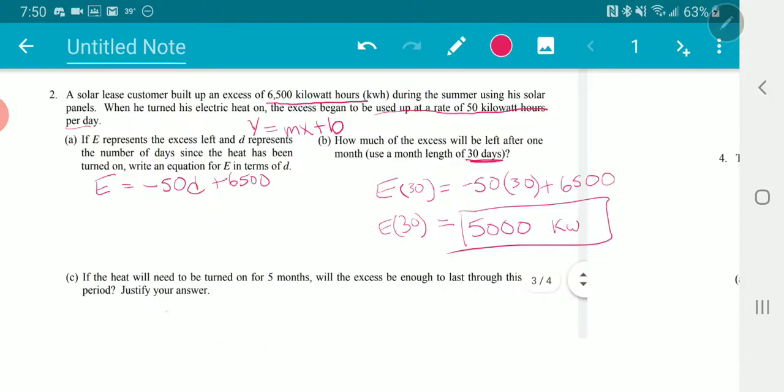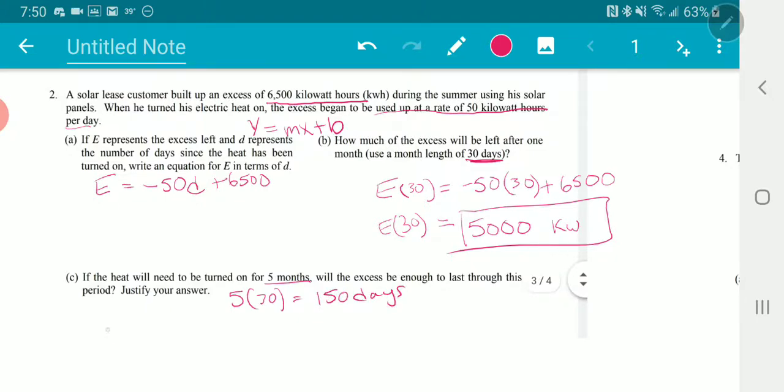And last but not least, if the heat will need to be turned on for 5 months, will the excess be enough to last through this time period? Justify your answer. So in this case, they're giving you 5 months. Okay, 5 months is how many days? If we're using 30 days in a month, 5 times that 30 is going to get me 150 days that I'm dealing with. So this is going to be my D.